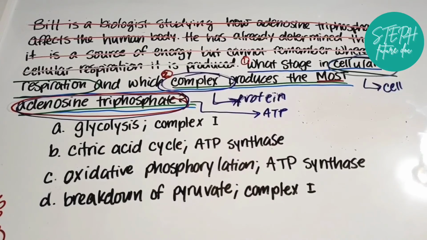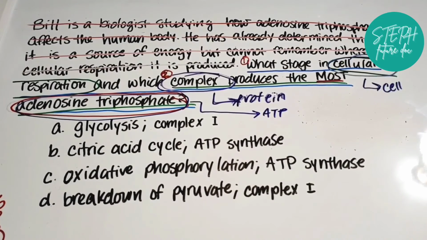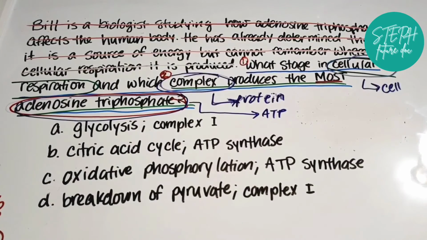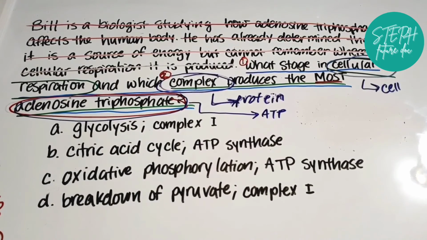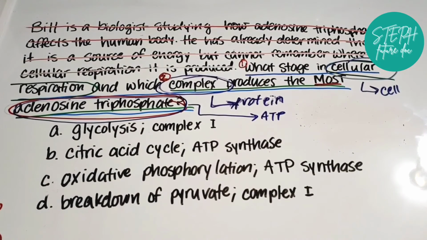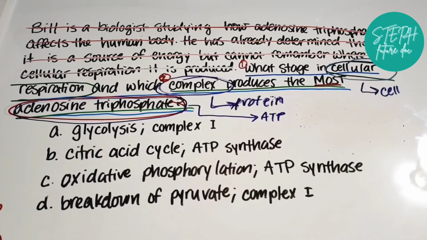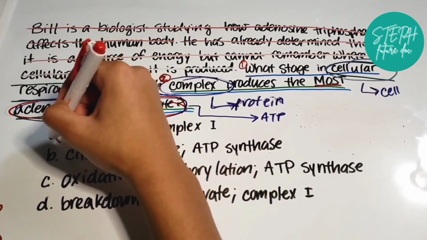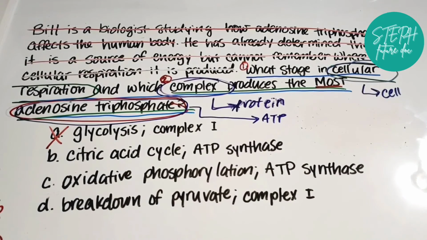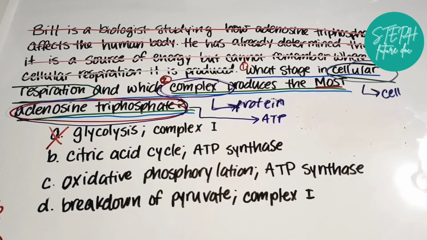Let's say that we know which proteins line up with which process. We are able to go ahead and cross off any of the answers that don't line up with each other. We can say that glycolysis and complex 1 are not in the same stage, so we can cross out A. We can also say that the citric acid cycle and ATP synthase do not work together.